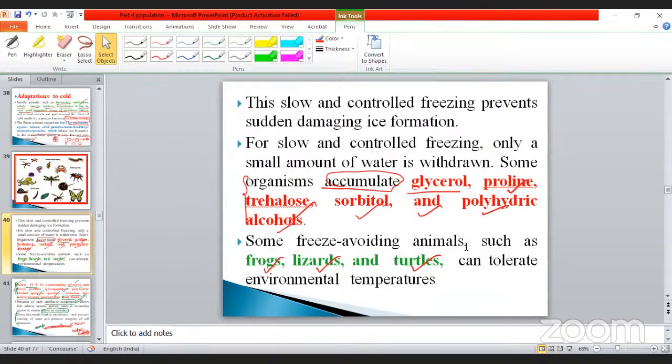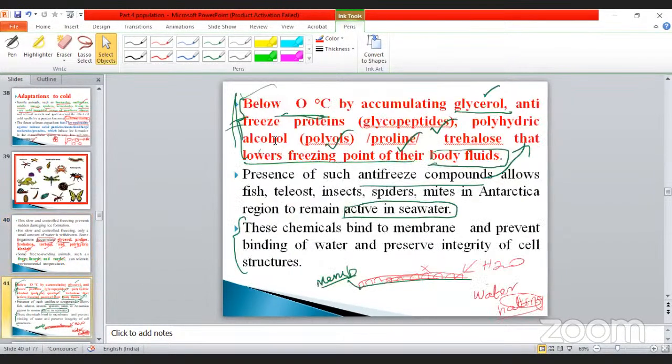Some freeze-avoiding animals such as frogs, lizards, and also turtles can tolerate environmental temperature. Sometimes they may ask this question: which are the animals that can tolerate the environmental temperature? Like that, they may ask the question, my dear. The temperature in nature will be very low, below 0 degrees Celsius, by accumulating glycerol, antifreeze protein, don't forget, glycopeptide, polyhydric alcohols, polyols, proline, trehalose, which lower the freezing point of their body fluids. Okay, these are very, very important.